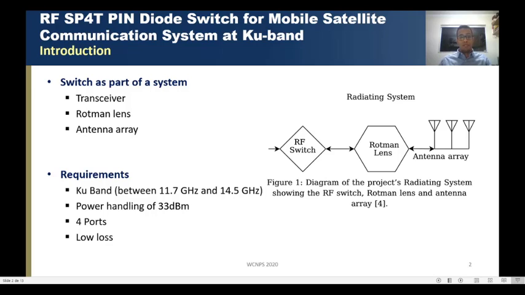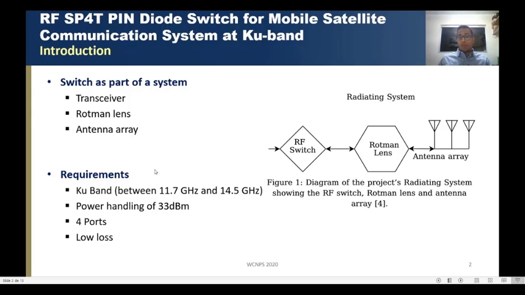The first thing to note is that the switch itself is designed to compose a much bigger system of mobile satellite communication at Ku band. It also has a transceiver, a Hartmann lens, and an antenna array. On the right side we can see the radiating system with the RF switch, the Hartmann lens, and the antenna array.